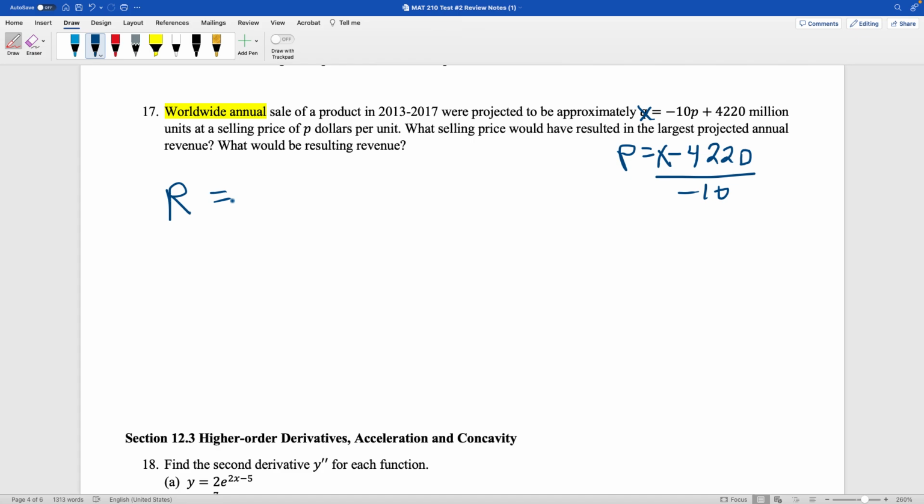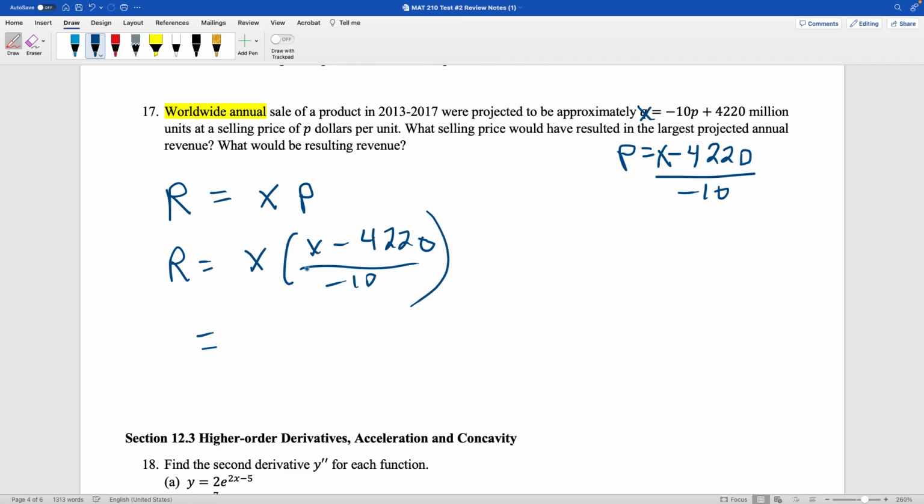Does that make sense? So in terms of this equation, what does that mean? Well, this is the price. X is the quantity in this one. So we need to take X times P, but P is a function of X. So our revenue function that we actually end up using is X times (X minus 4,220) over negative 10.